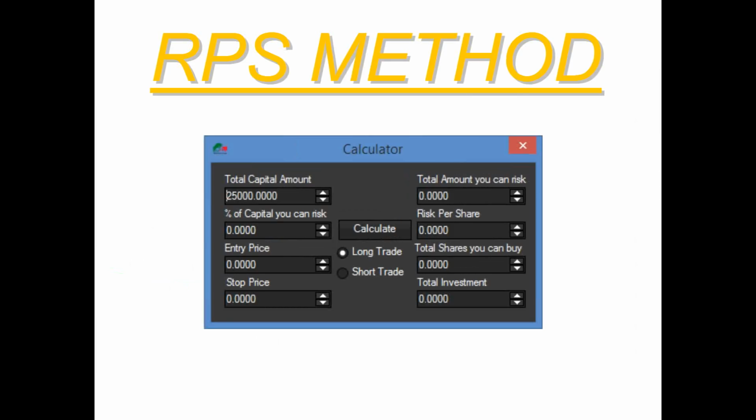Now, going forward, for all intents and purposes, let's just say you have a $25,000 account. It makes no difference if you had a $500 account or if you had a $1 million account. We're just going to say you have a $25,000 account going forward for today's example.